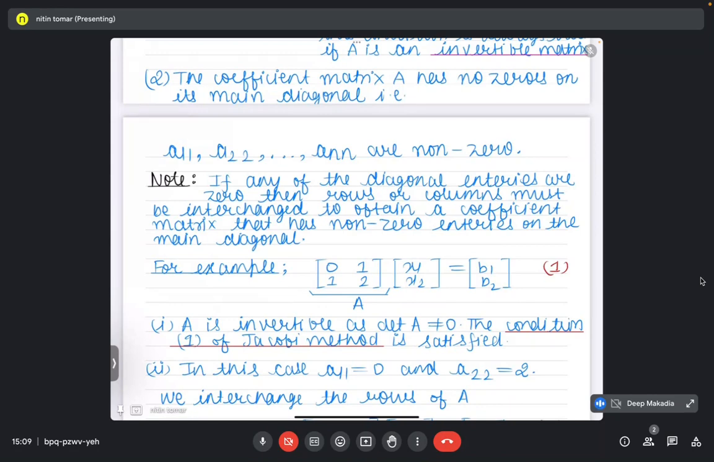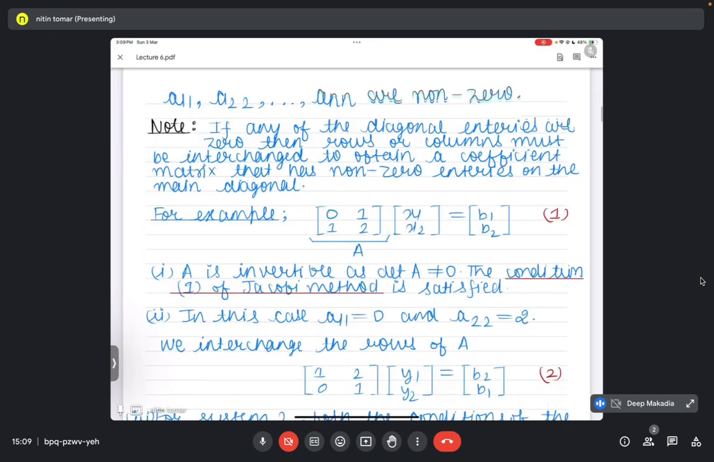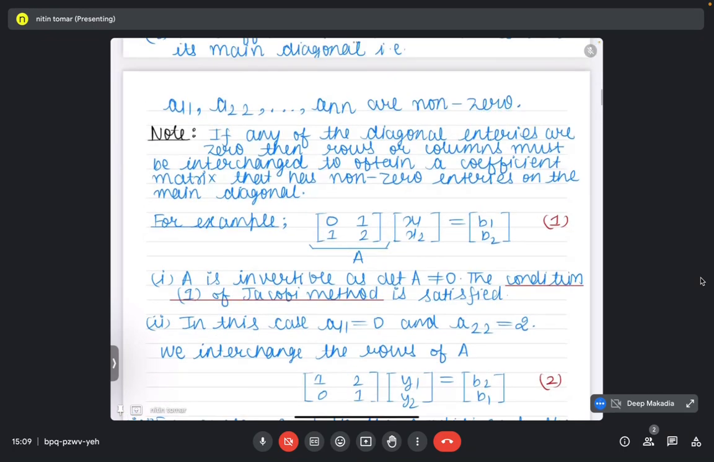So the example given here is 0 1 1 2. Now you can see the A11 entry is 0, whereas the A22 entry is 2. So here we really cannot apply the assumption of the Jacobi method, which we shall see fails. But the first assumption, that A is invertible, is true, because its determinant is -1, which is non-zero.